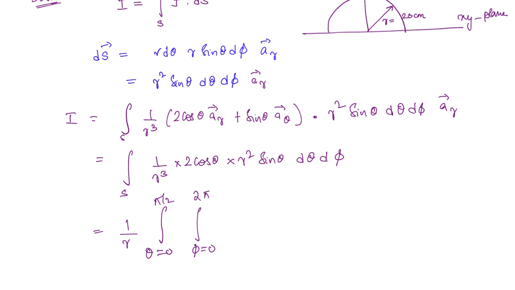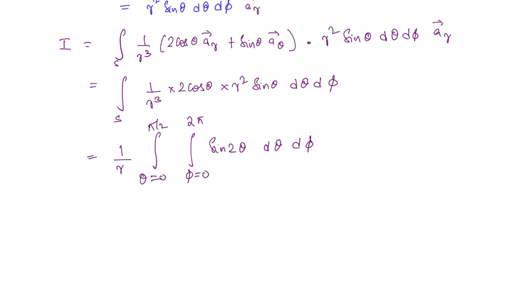Since they are independent, they are not depending on each other, theta and phi, you can integrate them independently. So what do you have left out here? After you take 1 by r cube and r square common, you have 2 cos theta sin theta. So that is sin 2 theta, so sin 2 theta d theta d phi.